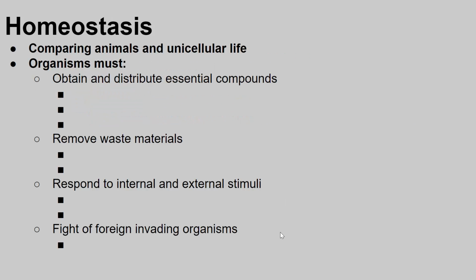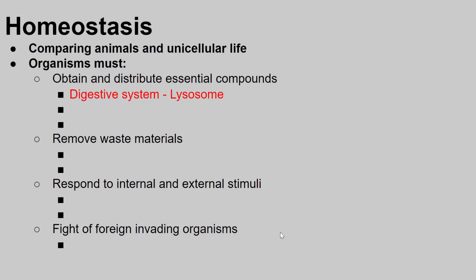And if we compare animals or more complex organisms with unicellular organisms, what we're going to see is that there's an analogy, or similarities, in how they are able to maintain homeostasis. This is, again, something you're going to see often on the read-ins: comparing an organelle to an organ and how they fulfill similar functions. For example, obtaining essential compounds, food molecules, nutrients, and then distributing them around the organism.